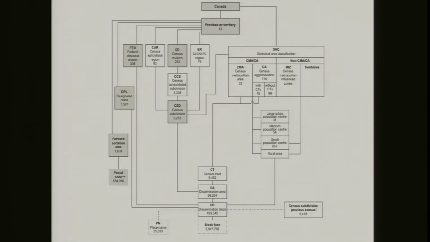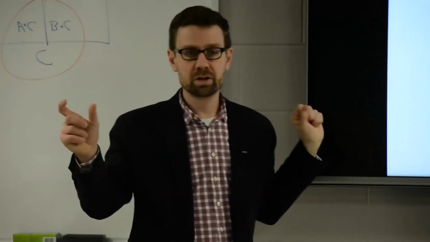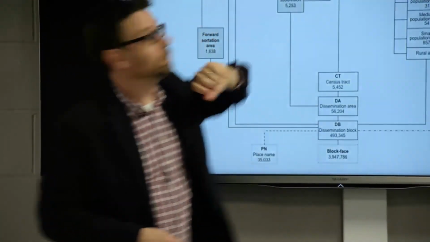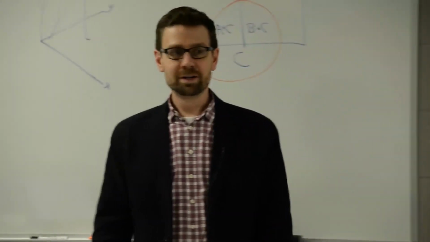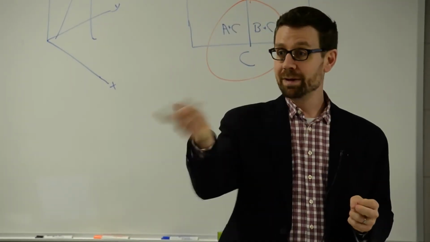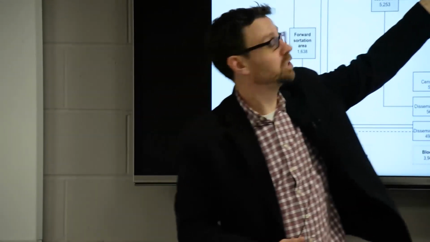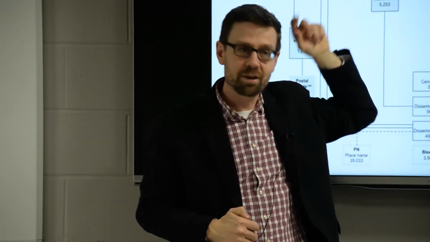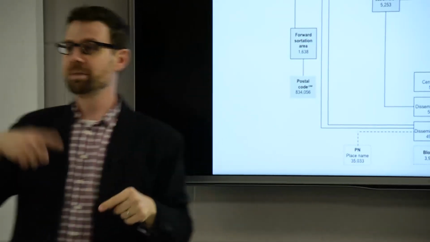There are these things sitting off here, postal codes. Notice postal code forward sortation areas, which are the first 3 digits of a postal code, the first 3 characters, right? The H0H or whatever. Those are only coincident with province boundaries. So they cross everything. One postal code can cross a municipal boundary, it can cross a block face, it can cross a dissemination block, it can cross a census metropolitan area. There used to be 30 postal codes that cross provincial boundaries, but now there's only one as of this year.